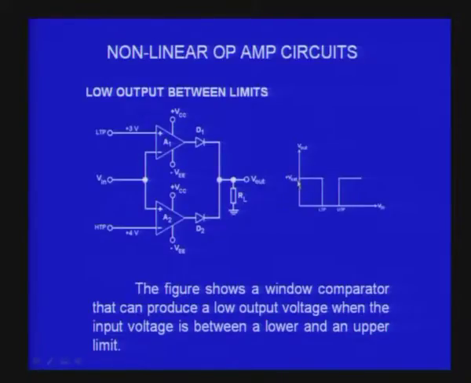If you see, starting from 0, output is high, nearly Vsat, the saturation voltage, till you come to LTP, till you come to the 3 volts. In this case the LTP is 3 volts. Now when I go beyond 4 volts, let us assume the input is more than 4 volts. Input is more than 4 volts.